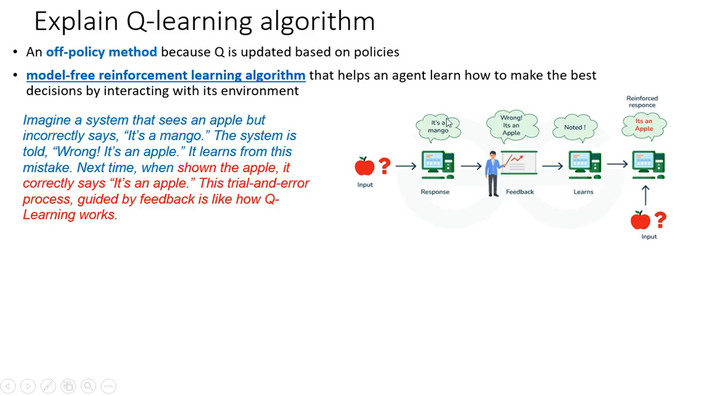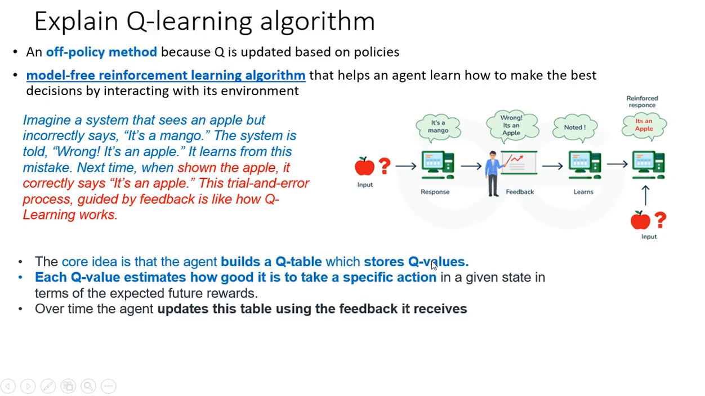My system is saying that it's a mango. So what feedback will I give? No, wrong, it's an apple. And that is learned by the system, and the next time it says it's an apple. So it's a reinforced response.